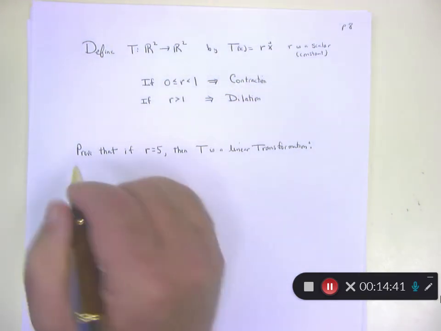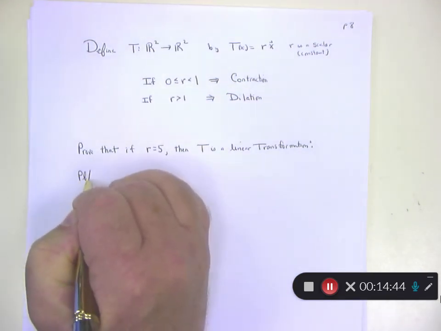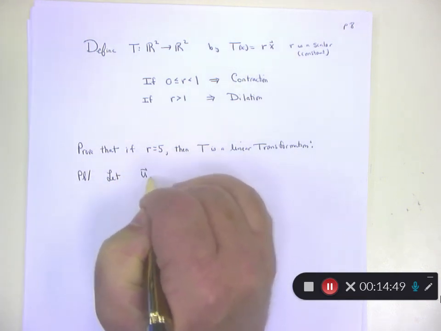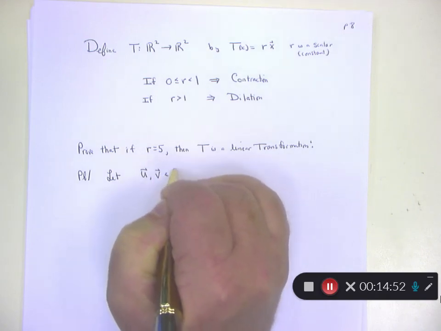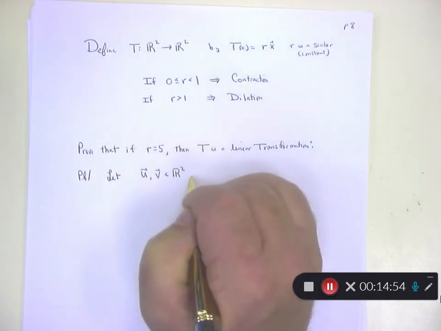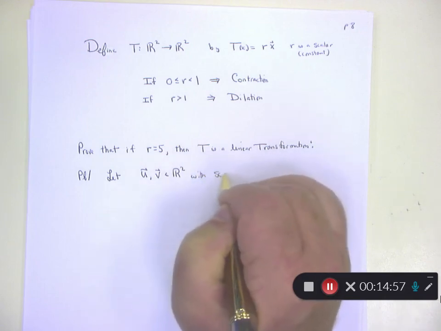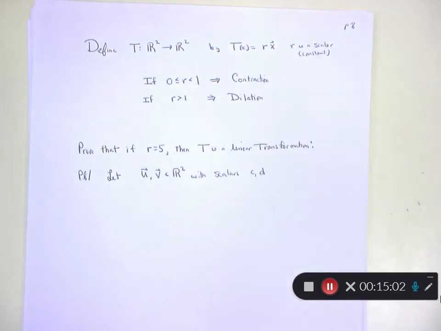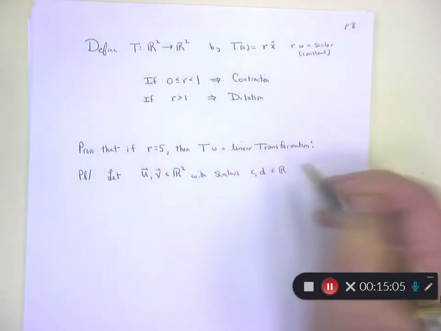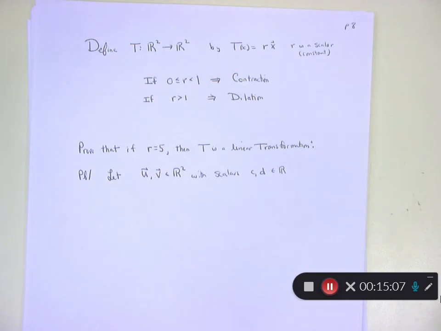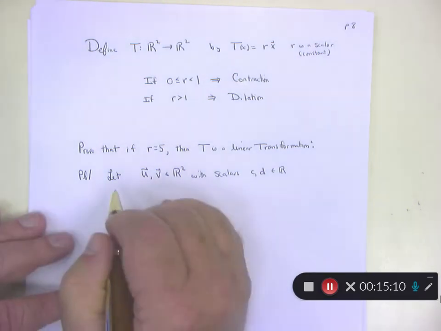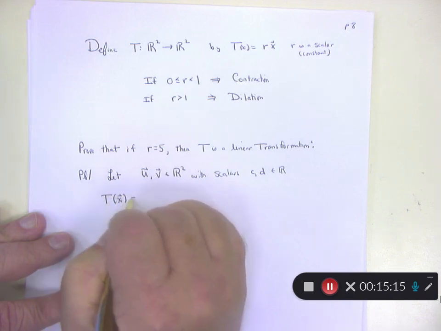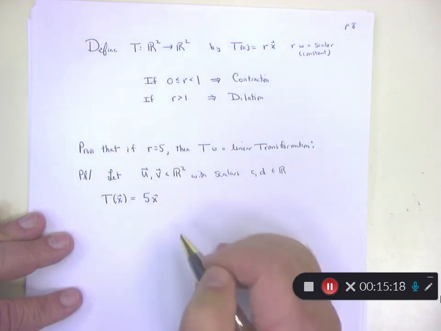Okay? So, here we go. Proof here. Let u and v be elements of R2 with scalars c and d. Okay? These are elements of the real numbers, scalars, just arbitrary constants here. Remember, we are given that T of x, vector x, is equal to 5 times x.